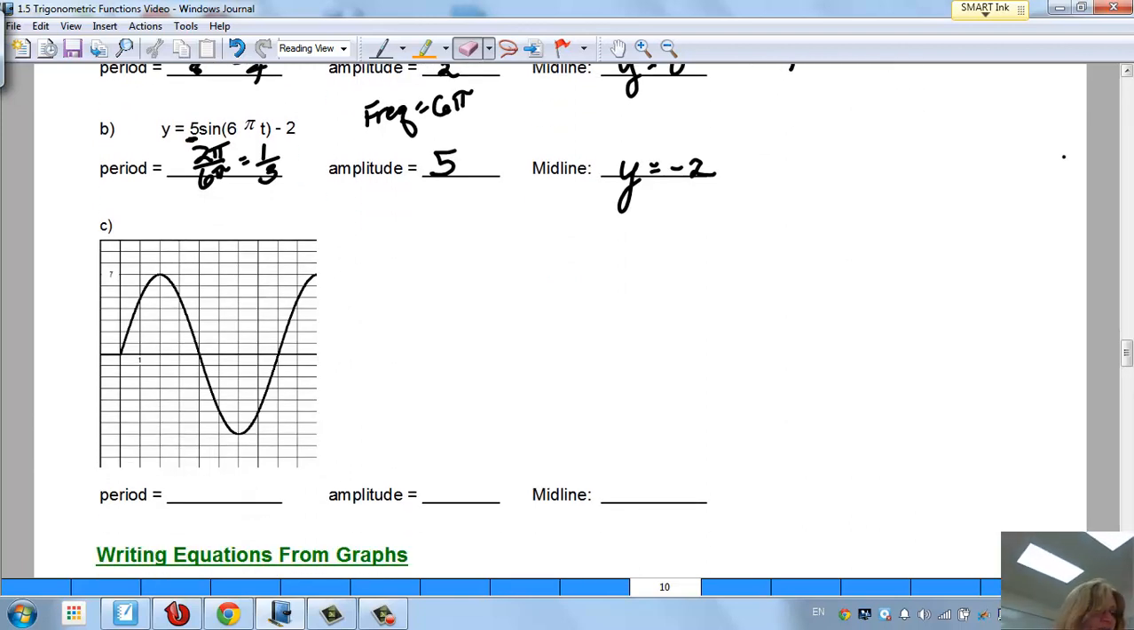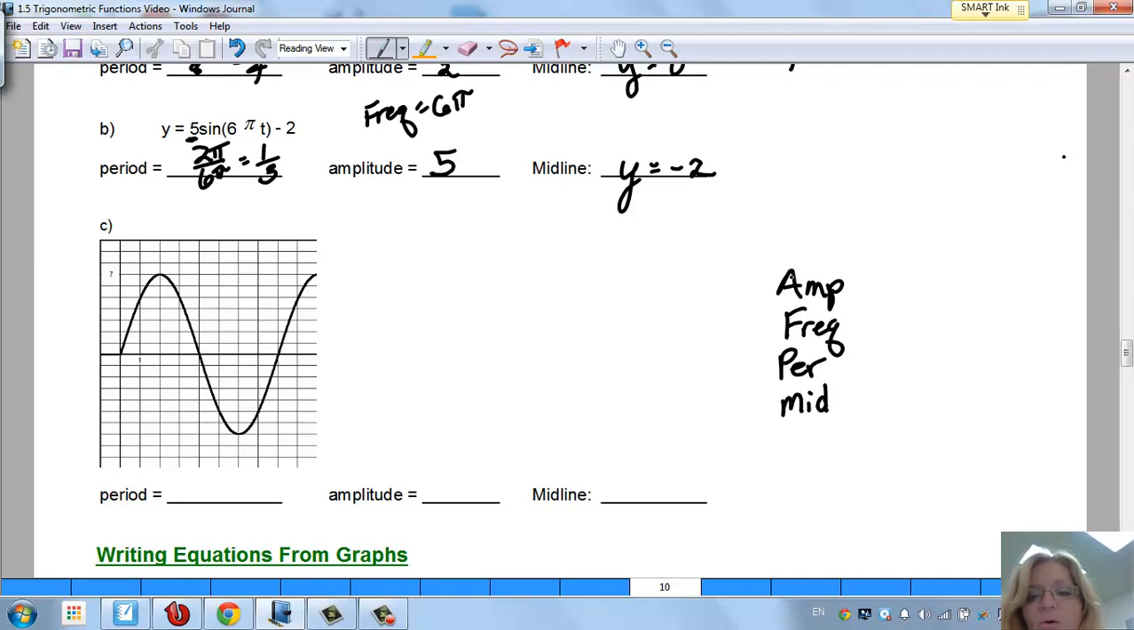Now if I do a graph, okay, I want you to stack and rack your amplitude, frequency, period, midline again. So I'm going to do it here because there's a method to my madness. By doing this each time, amplitude, frequency, period, midline, this is kind of how it shows when you have a formula. You start at midline, come up to your amplitude, and then your frequency is shown on your equation. You'll have to use a graph to find your period, okay?